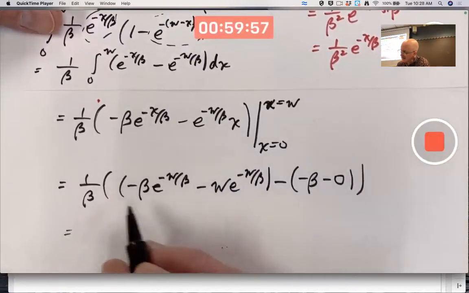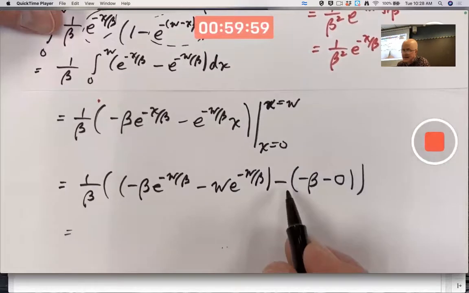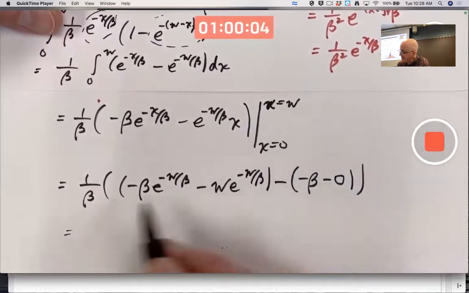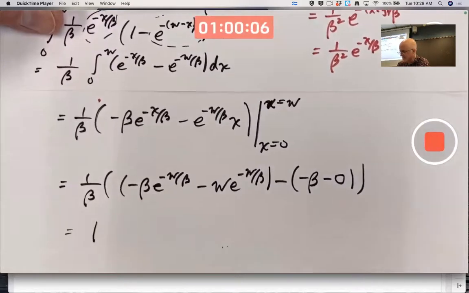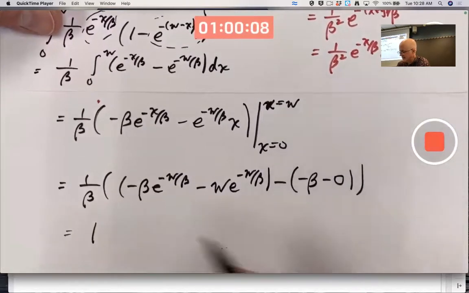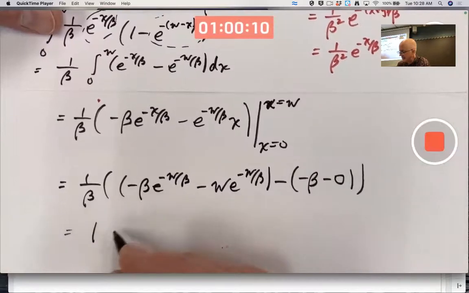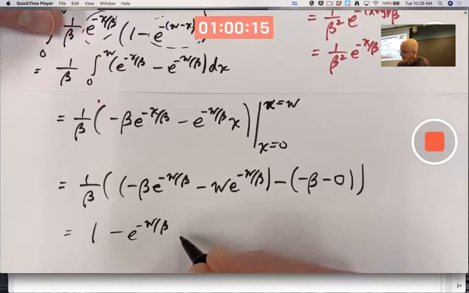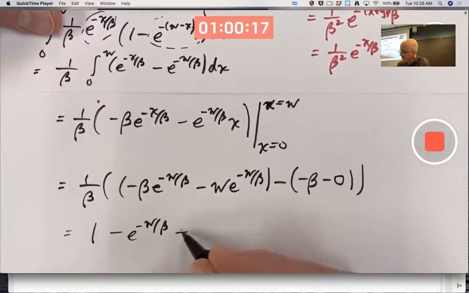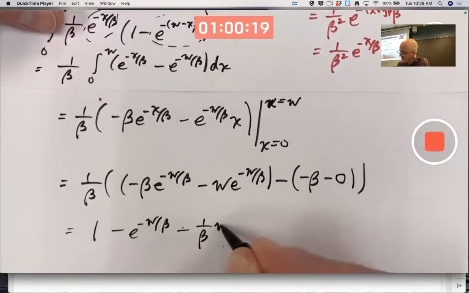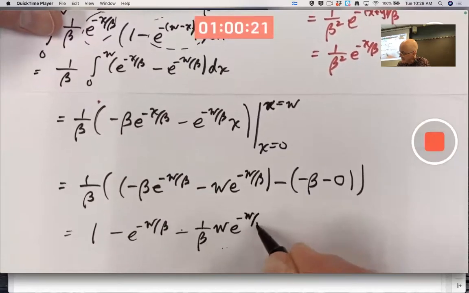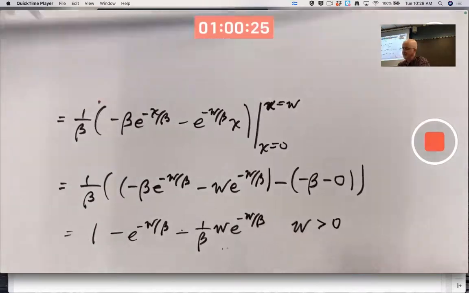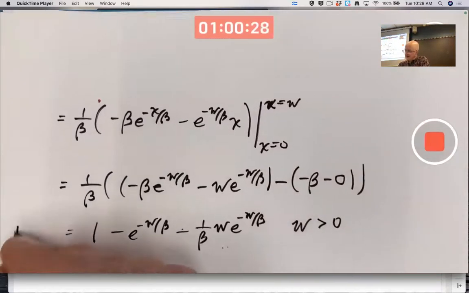The CDF, if I multiply the 1 over beta through, the two minuses make a plus. I get a plus beta here, but then times 1 over beta is just a 1. This beta times that beta cancels. I get a negative e to the negative w over beta, and then plus or minus 1 over beta w e to the negative w over beta. This is evidently the CDF when w is positive. I'm almost done.